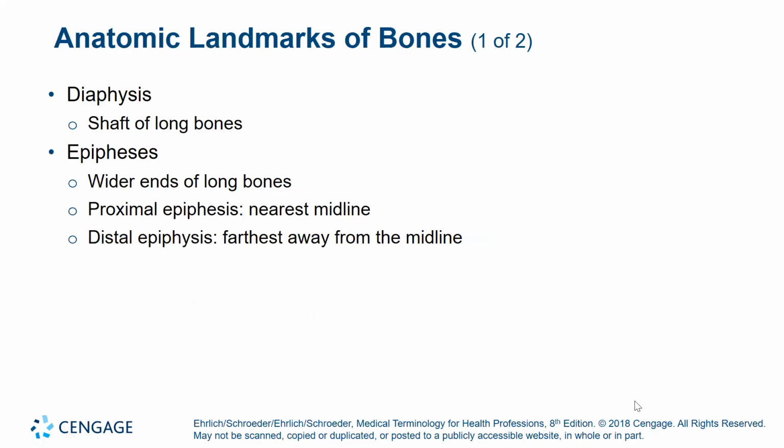Next, we have anatomic landmarks of the bones. The first one we have is diaphysis. This is the shaft of the long bones. Then we have epiphysis. This is the wider ends of the long bones. We have two, proximal and distal. Proximal obviously is nearest the midline, and distal is furthest away from the midline.